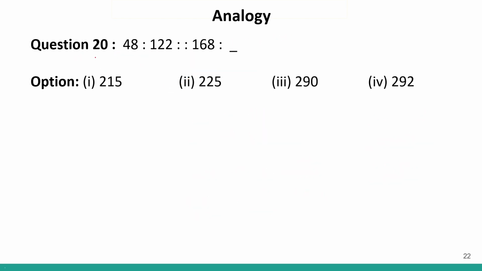Okay. Now question number 20, we have 48, 122, 168 and we have to find out. These are very close numbers to these. Right? 169. These are squares. So this is basically what? 7 square minus 1. This is 11 square plus 1. And this is 13 square minus 1. So between 7 and 11 the difference is of 4. So over here also we'll go plus 4.